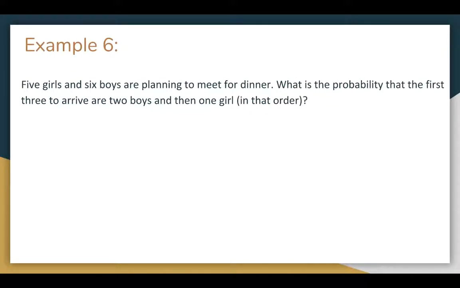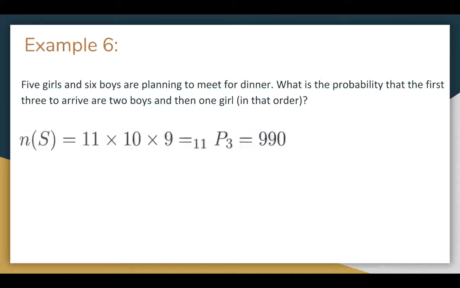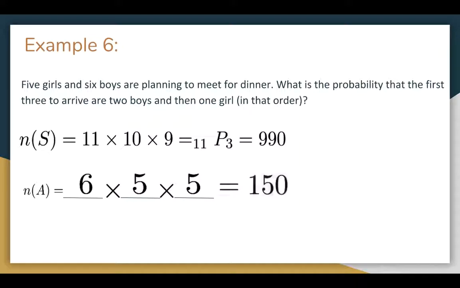5 girls and 6 boys are planning to meet for dinner. What's the probability that the first 3 to arrive are 2 boys, then 1 girl? And so this is a slot method question. You've got 3 slots, 11, 10, 9. We don't care about the rest because we just care about the first 3. But if you wanted to do all 11 people, you would do 11 factorial. N of A, I would set up the slot method and just say we want the first 2 to be boys. So 6 times 5, and the next to be girls, so 5 girls. And so there's 150 ways to do that, and the probability is 15%.